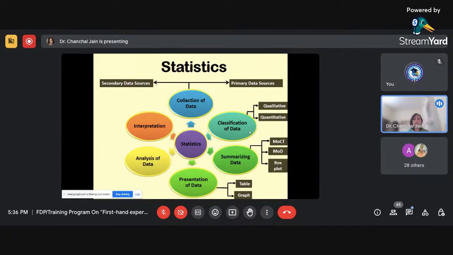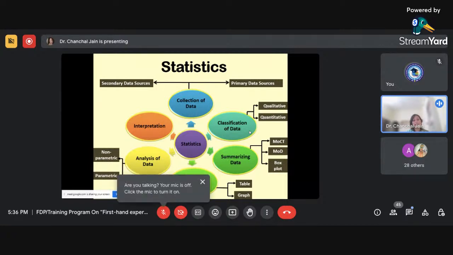So either using the table, we can go for the presentation of the data, or using the graphs, we can go for the presentation of the data. After that, we'll go for the analysis of the data. Here we need to decide whether we will choose the parametric test or the non-parametric test. That depends upon the criteria of the test and what type of data we are having. Also, what is the objective and hypothesis we are having.